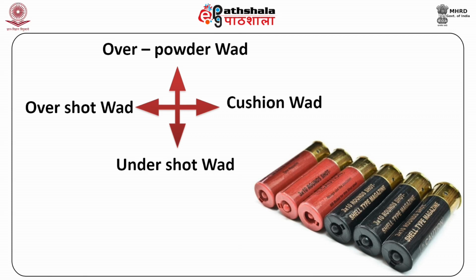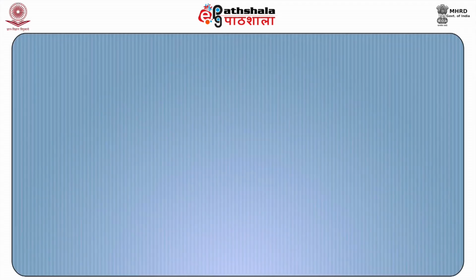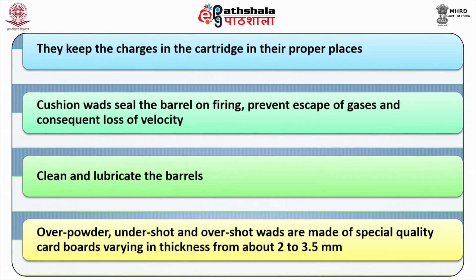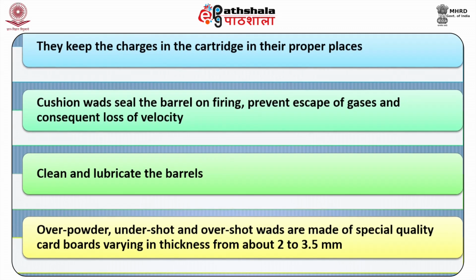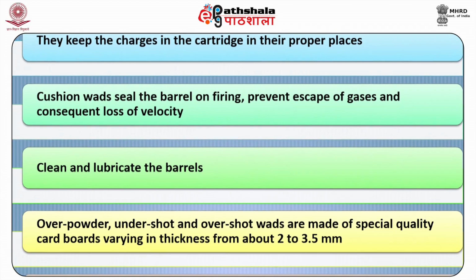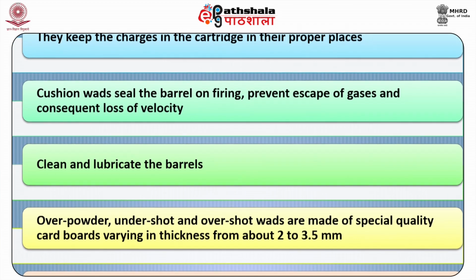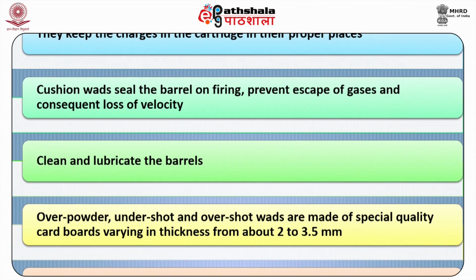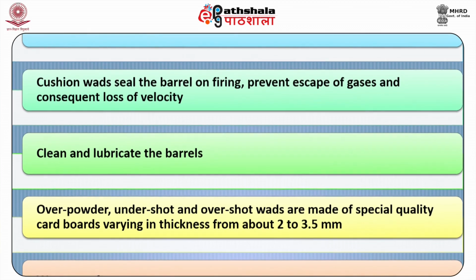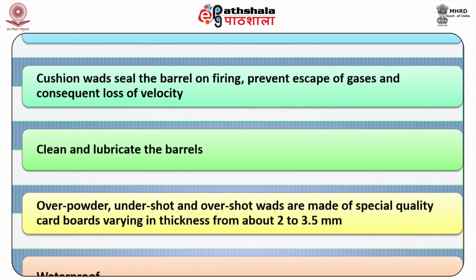First one, over powder wad. Second is cushion wad. Third, undershot wad. And the fourth is overshot wad. They keep the charges in the cartridges in their proper places. In addition, the cushion wad seals the barrel on firing and thus prevents escape of gases and consequent loss of velocity. They also clean and lubricate the barrels.